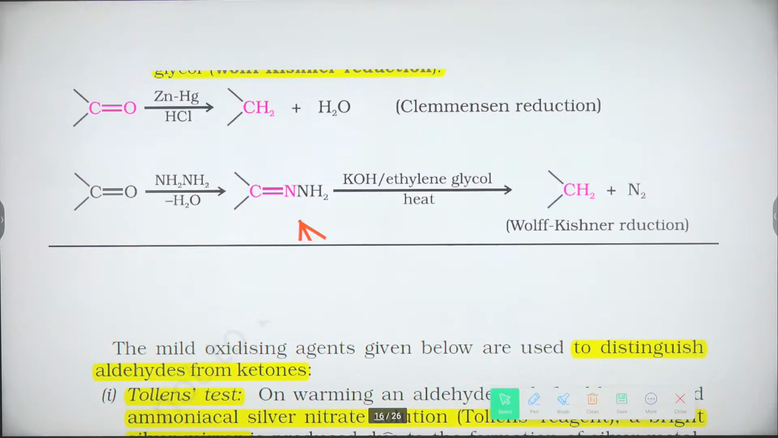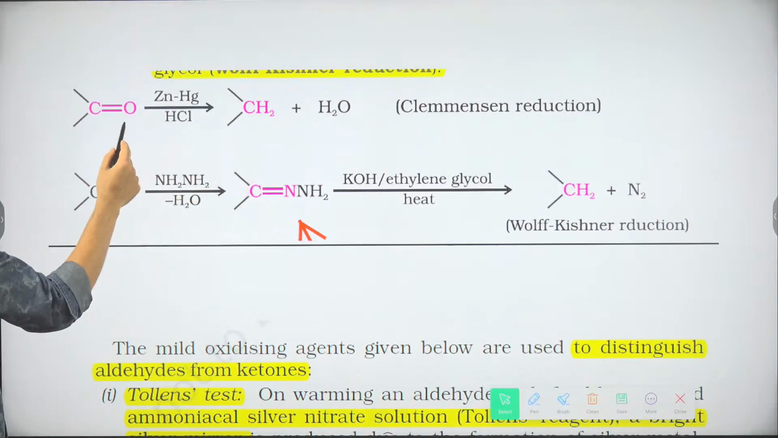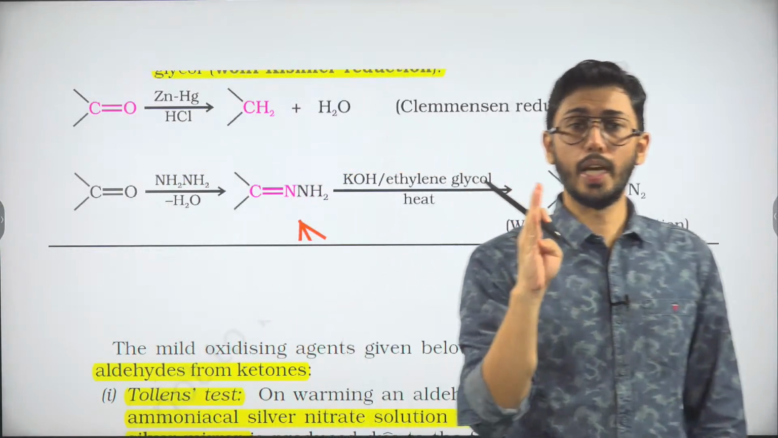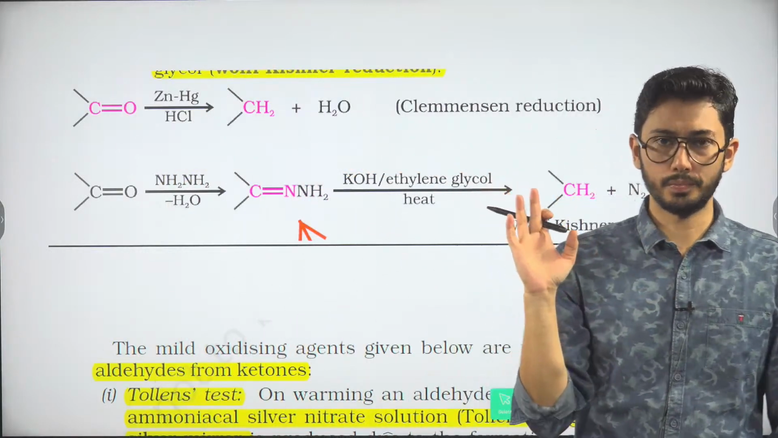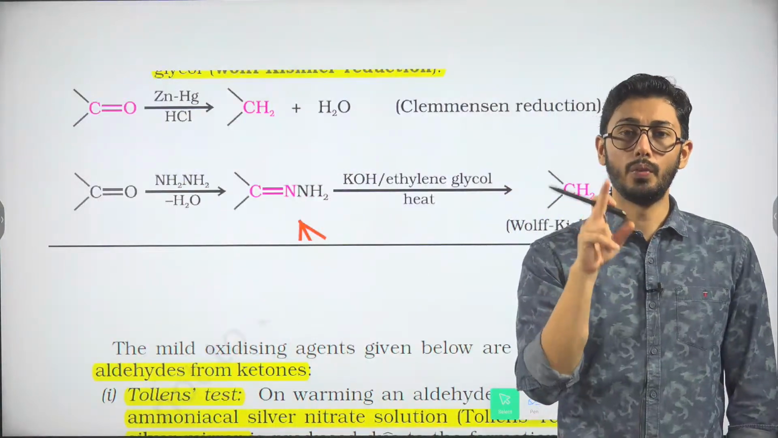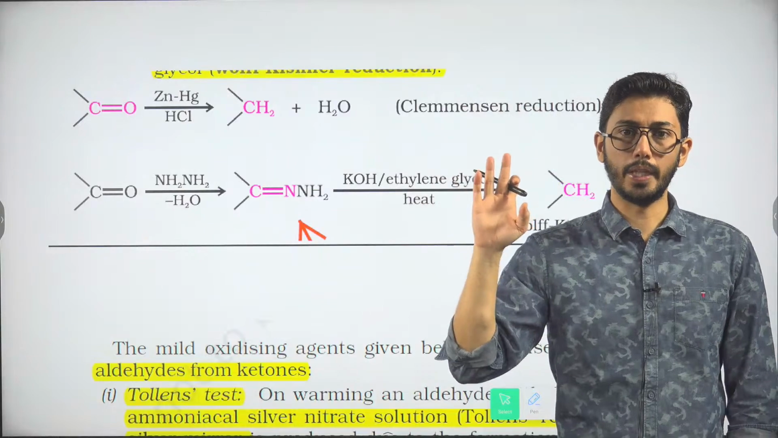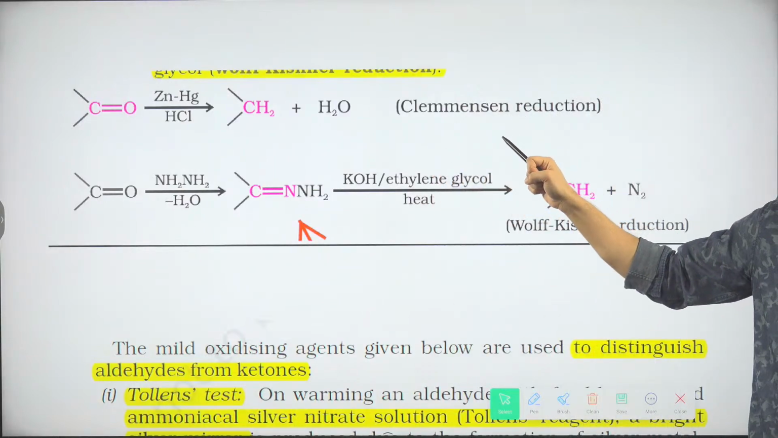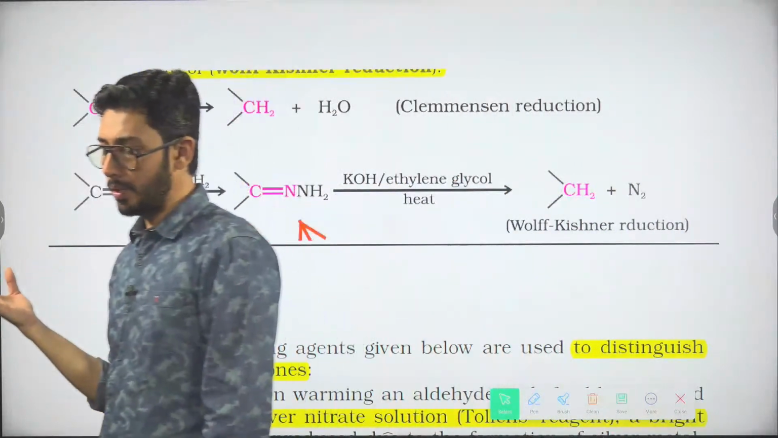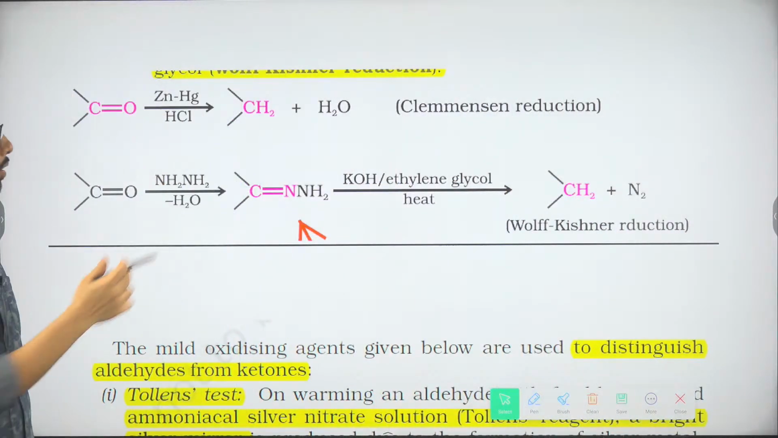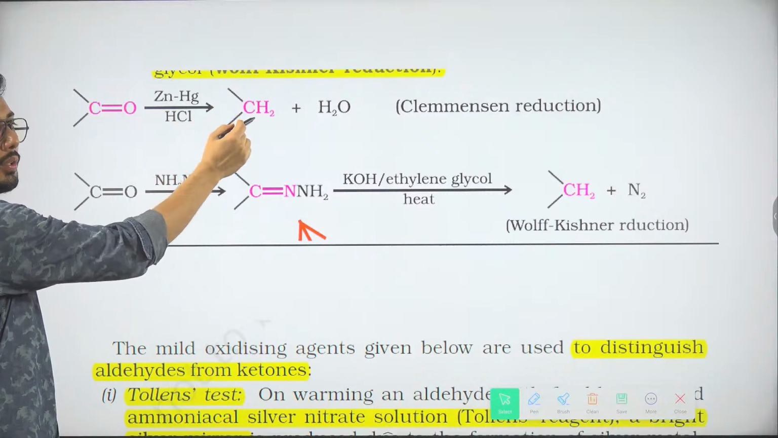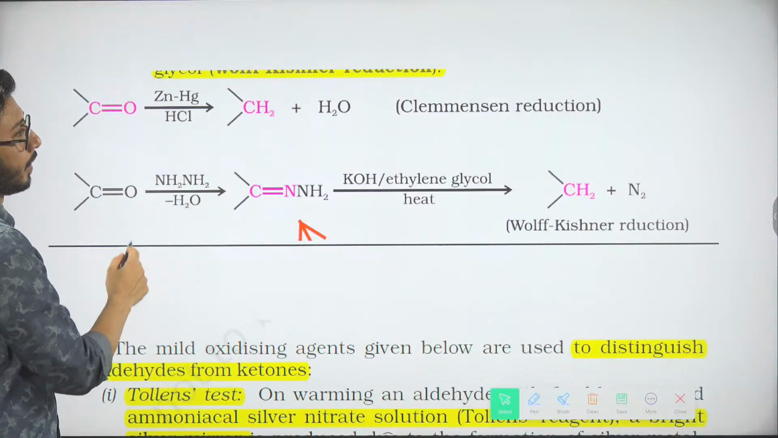The other named reactions are Clemmensen and Wolff-Kishner. Both convert the C=O of an aldehyde or ketone, not other carbonyls. Only aldehyde and ketone C=O will be reduced to CH2. Either we take Clemmensen or Wolff-Kishner. So remember the reagents used. In Clemmensen, we take zinc amalgam with concentrated HCl. C=O is converted to CH2, and the byproduct is water.